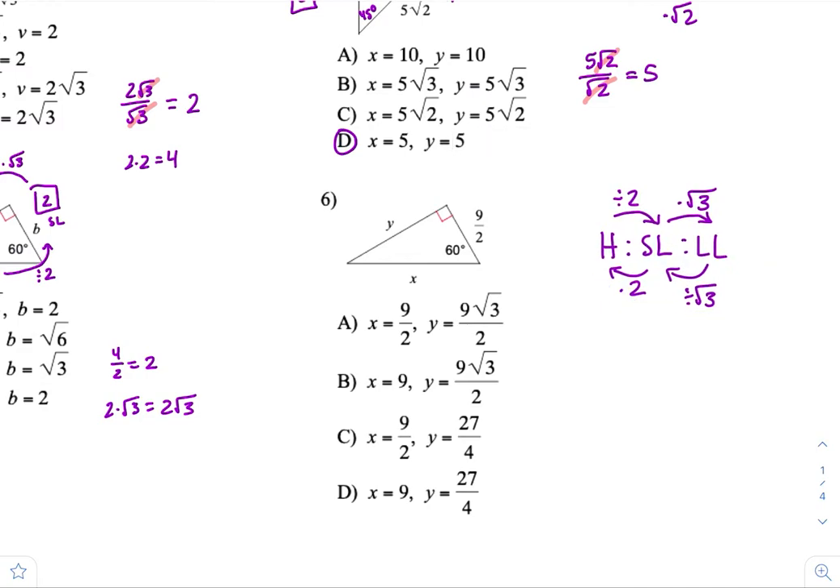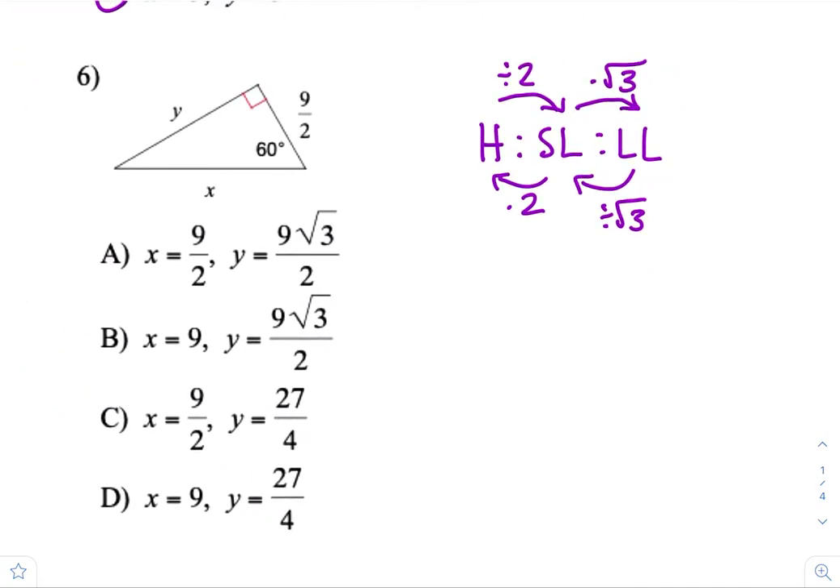And number 6. So number 6, you guys, we have a 30, 60, 90. So opposite of the 30 is the short leg, because it's smaller. Opposite of the bigger angle, 60, is the long leg. And the hypotenuse is the diagonal of the triangle or the one opposite of the 90.